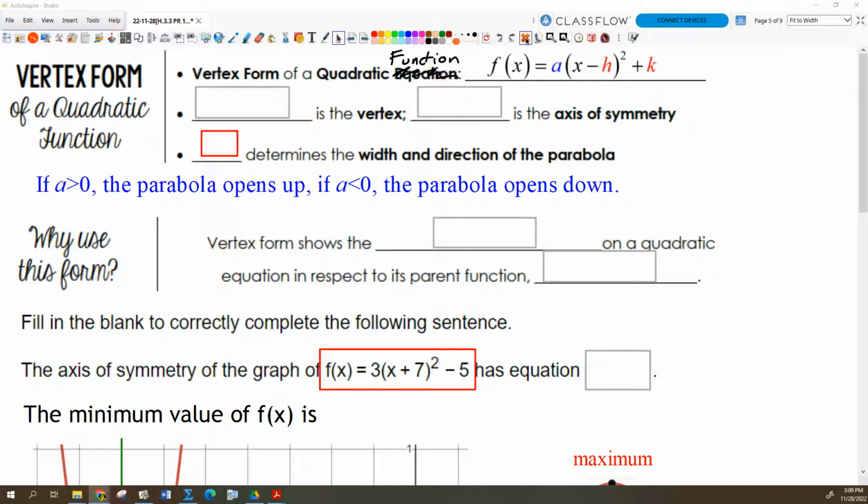That's it, right? It works the same way. H and K are the same number. They mean the same thing. So the vertex in this case is just like before. The vertex is the ordered pair HK, and the axis of symmetry is still just X equals H, just like with an absolute value graph. A is the vertical dilation factor, so it still determines the width and the direction of the parabola.